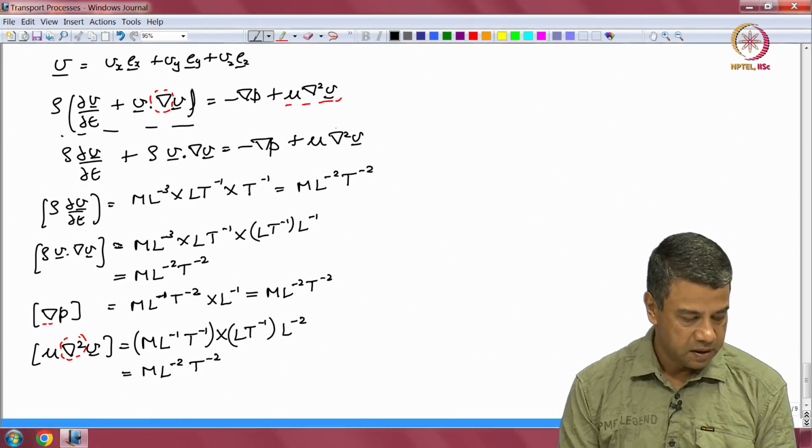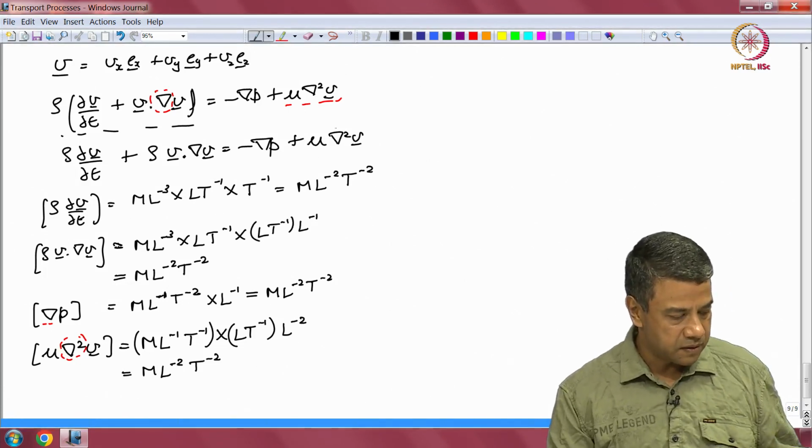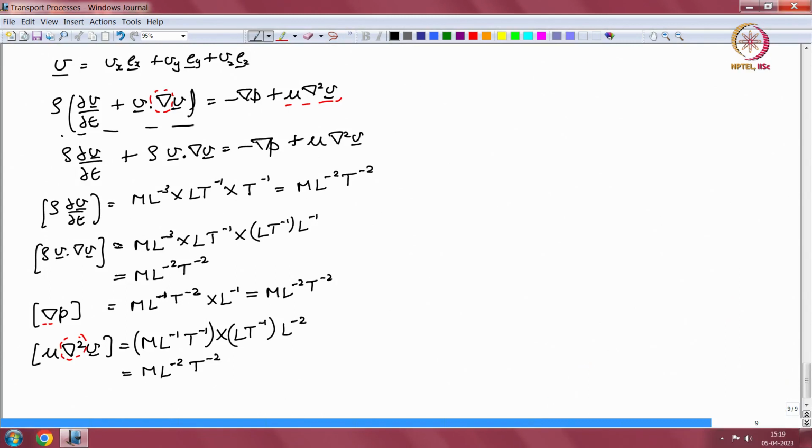So, I will continue this. We have completed dimensional analysis. Next class we will look at how we can use dimensional analysis to get relations between quantities that we do not yet know. So, that dimensional analysis for a sphere settling in a fluid I will start in the next lecture. I will see you then.